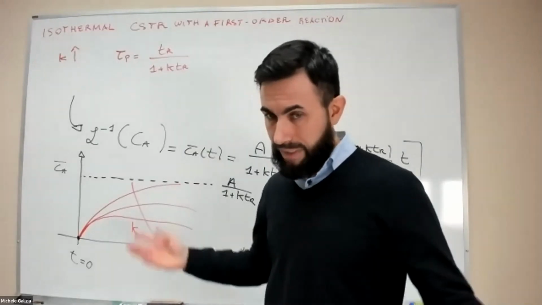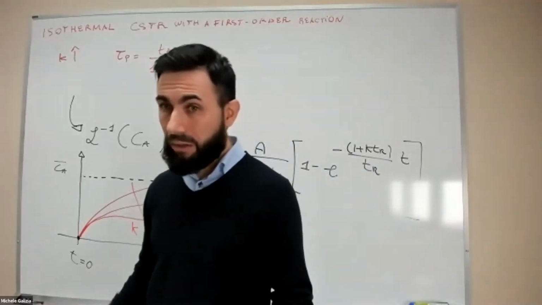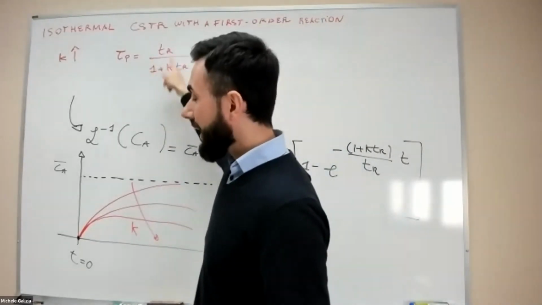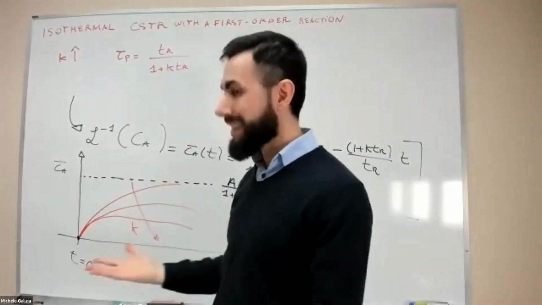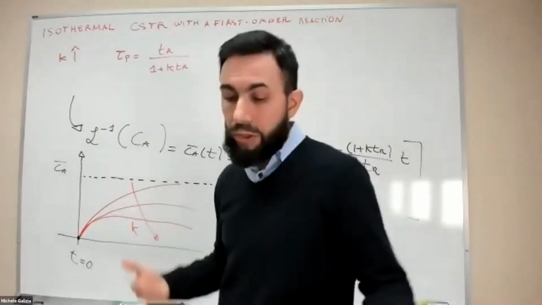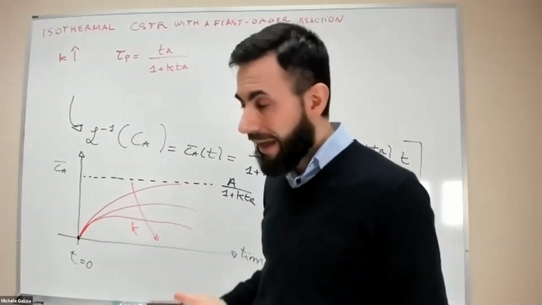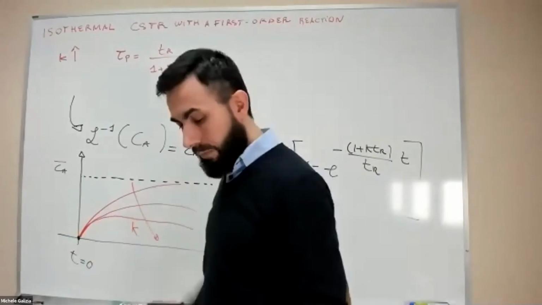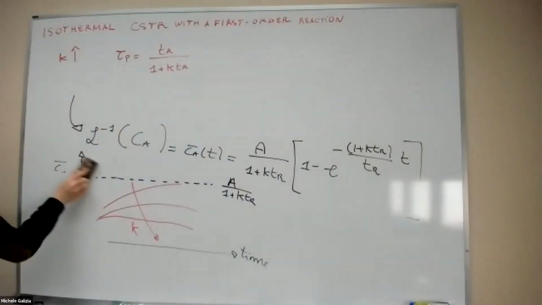Yes. Simple. Every time we have a mathematical meaning and a physical meaning. Mathematical meaning means if K increases, tau P decreases, so the response is faster. Physical meaning, if K increases, the reaction becomes faster, so the extra reactant that I have fed at time zero is consumed faster. That's why we have this kind of response. So everything really makes sense.